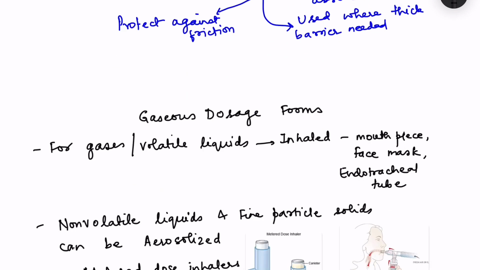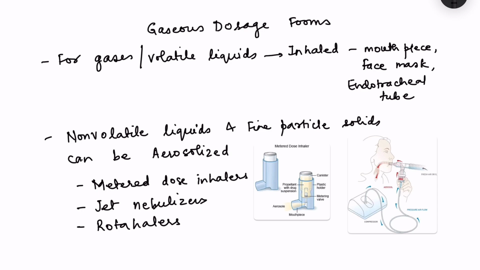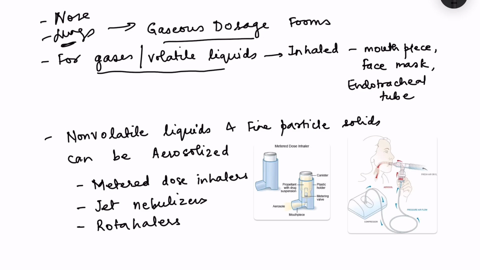Moving on to the next drug dosage form, that is the gaseous dosage form. This gaseous dosage form is mainly used for local action in the nose and also in the lungs. The drug can be in the form of gases or volatile liquids which can be inhaled by a mouthpiece or face mask or even an endotracheal tube, and non-volatile liquids or even fine particle solids can be inhaled, which can be aerosolized. Aerosolized means a process by which solid or liquid particles are dispersed into the air in the form of tiny droplets.